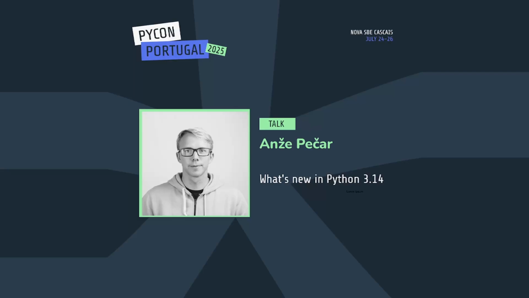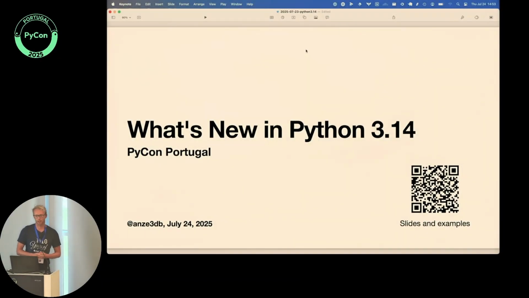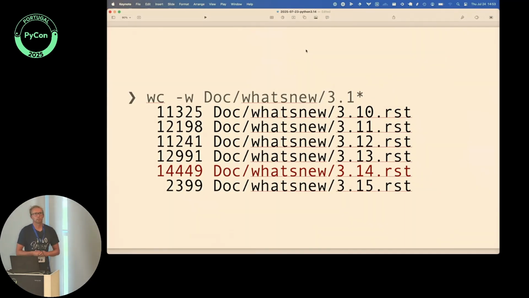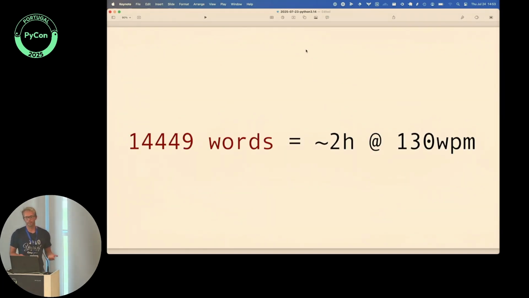My name is Anže, and we're going to take a quick look at what's new in Python 3.14, the so-called Pi release of Python. If you want to know what's new in Python, you usually go to the What's New page on python.org. As we can see here by the word count, they're getting heavier and heavier. The latest one has 14,500 words inside, which means that if you're speaking or reading at 130 words per minute, it's going to take you about 2 hours to get through that.